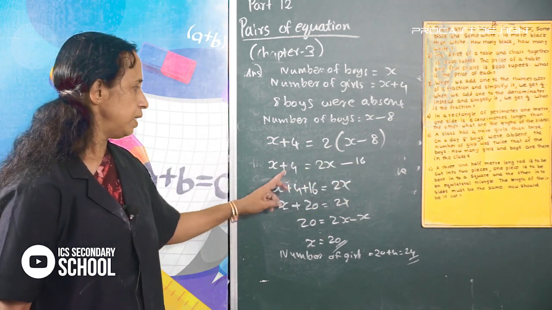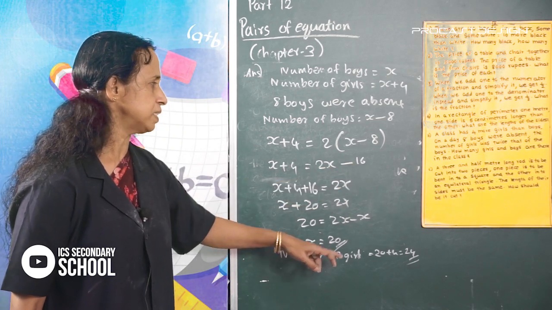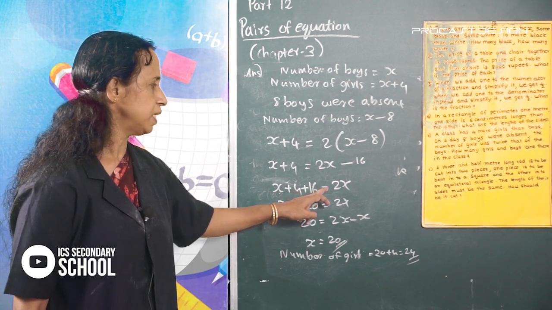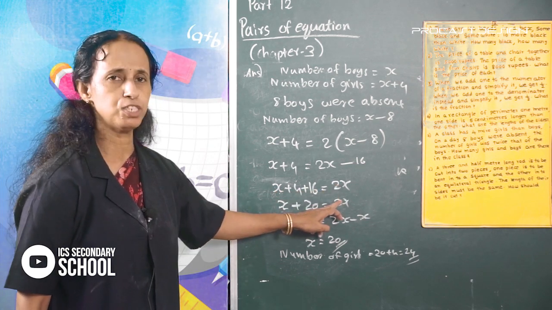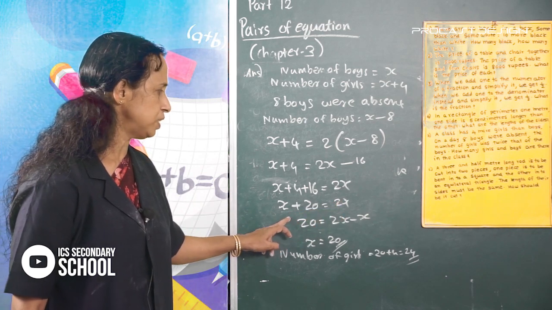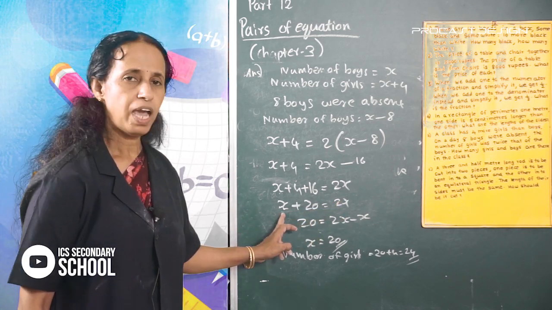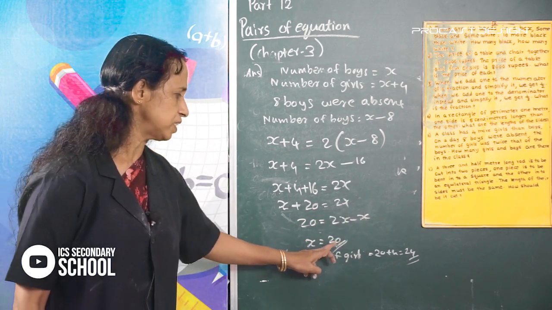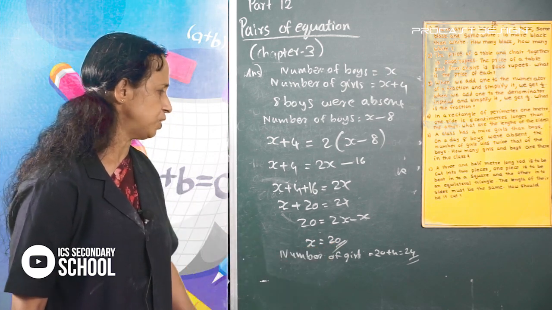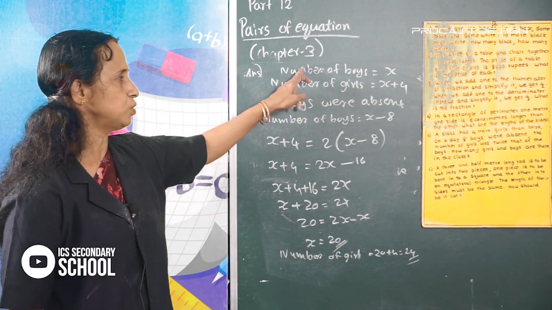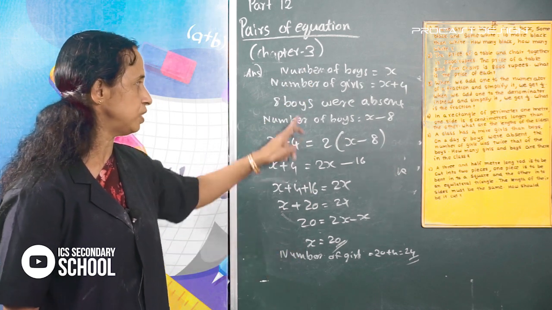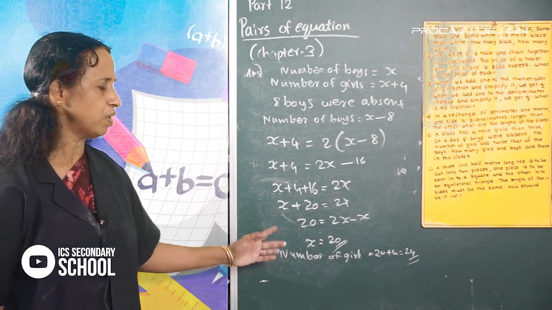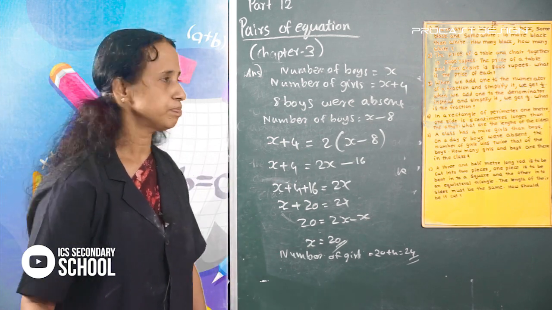Okay. x plus 4 is equal to 2x minus 16. Convert minus 16 to plus 16: x plus 4 plus 16 is equal to 2x. x plus 20 is equal to 2x. Changing x, 20 is equal to 2x minus x. Therefore, x is equal to 20. Number of boys is equal to 20, and number of girls is equal to 24. Okay.